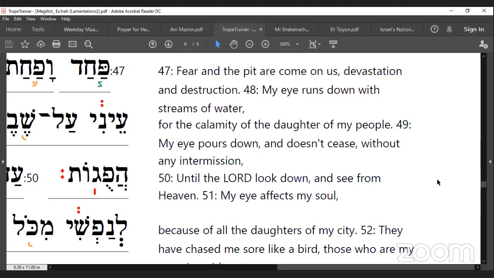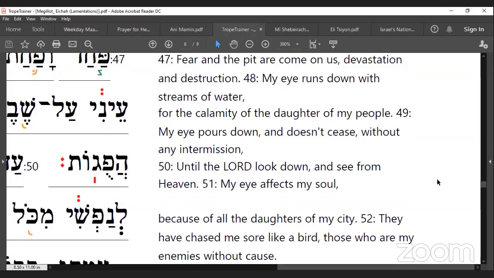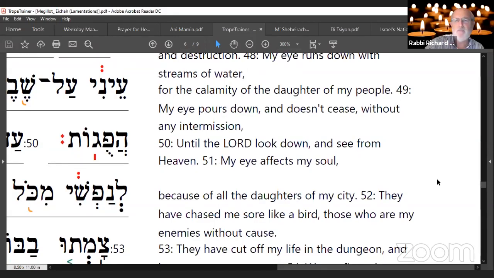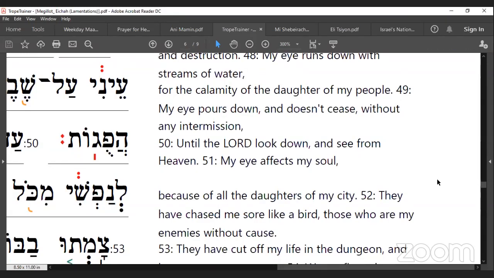Fear and the pit have come on us, devastation and destruction. My eye runs down with streams of water for the calamity of the daughter of my people. My eye pours down and doesn't cease without any intermission until the Lord looks down and sees from heaven. My eye affects my soul because of all the daughters of my city. They have chased me like a bird, those who are my enemies without cause.